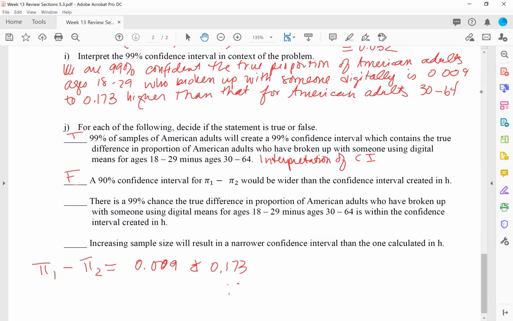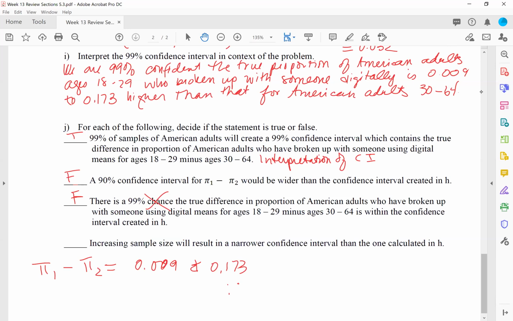There is a 99% chance the true difference in proportion of American adults who have broken up with someone using digital means for the two age groups is within our confidence interval we created in H. The only thing that's throwing me off is the word chance. And we can't use the word chance when we're talking about confidence intervals. So this is a false statement. We can have a 99% confidence that it's within that confidence interval, but it's not a chance, it's not a probability. Okay.